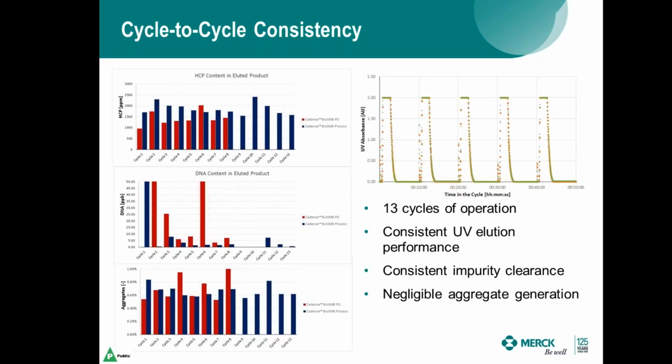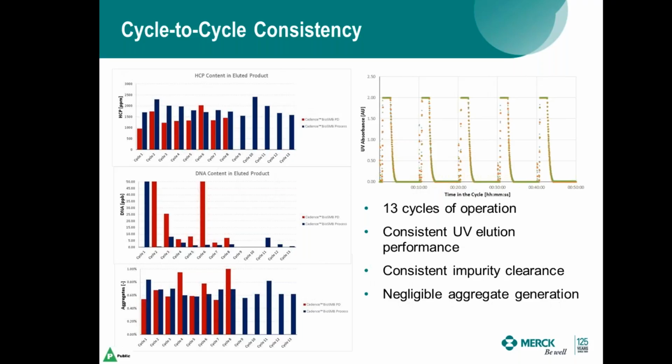system in this method. On the right-hand panels, you actually see HCP, DNA, and aggregate levels in the effluent pools and the product pools for both the process scale in blue and the PD scale in red. So again, the PD scale was only run for 8 cycles, whereas the process was run out to 13 cycles. So you can see very comparable HCP profiles coming off of these columns between the PD and the process scale. And the same can be said for DNA.